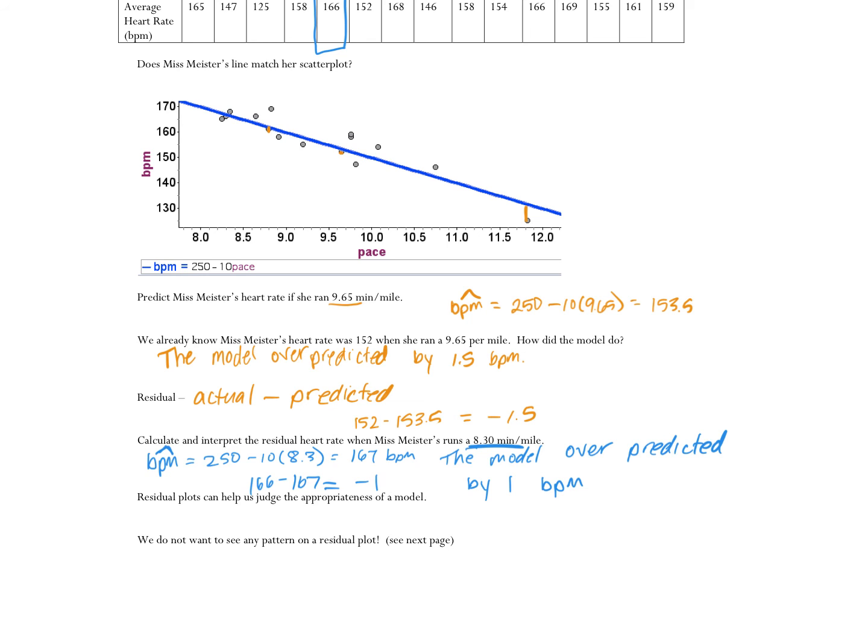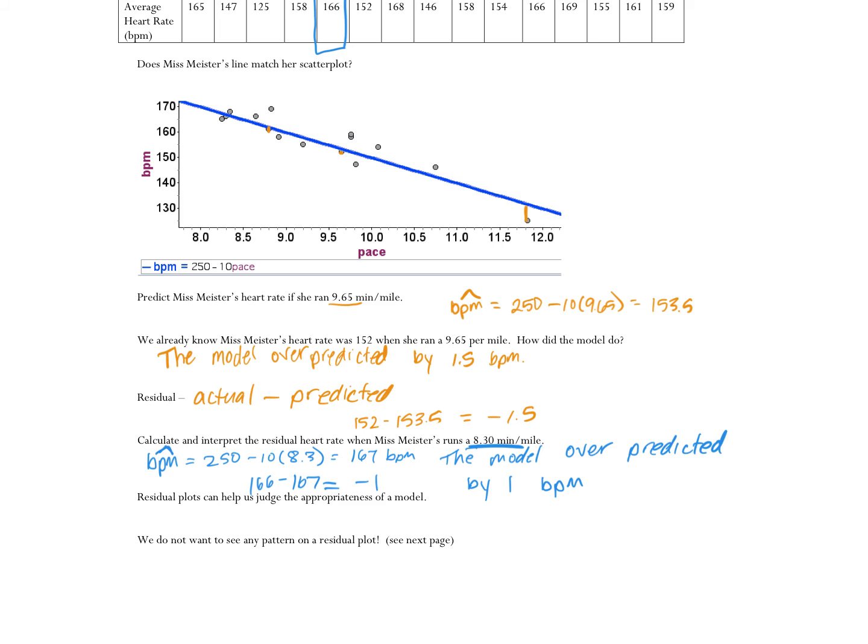On a test or something, you would always have to say whether it's over-predicted or under-predicted if you're asked to interpret what the value of the residual is doing. Remember the goal of the residual is to assess how well the line did for that specific point. To me, it's like interpreting a z-score. We say above the mean or below the mean, not just from the mean, because you're trying to show where that point is relative to the line.